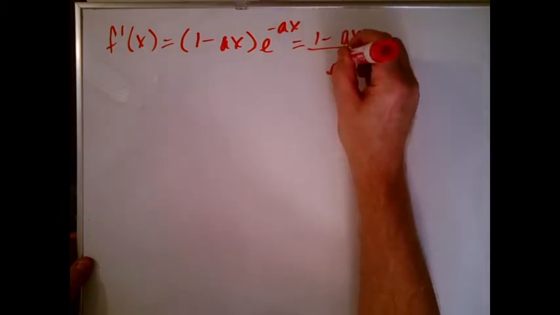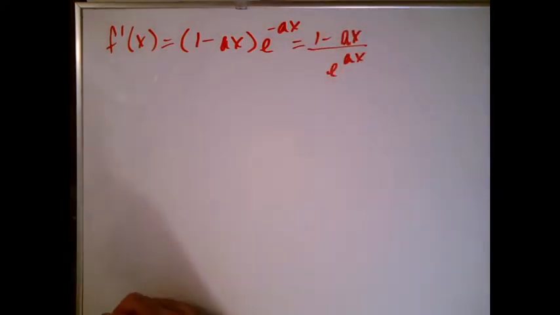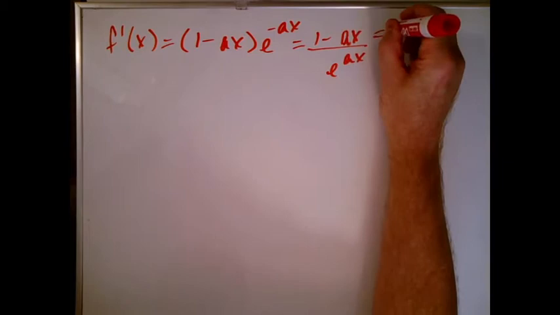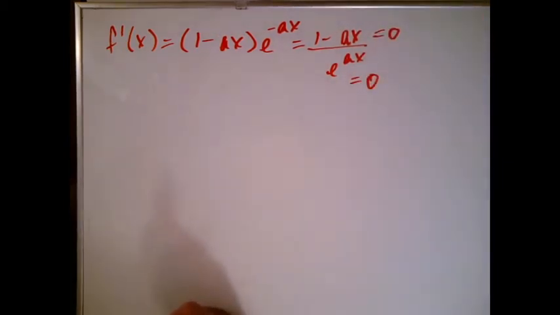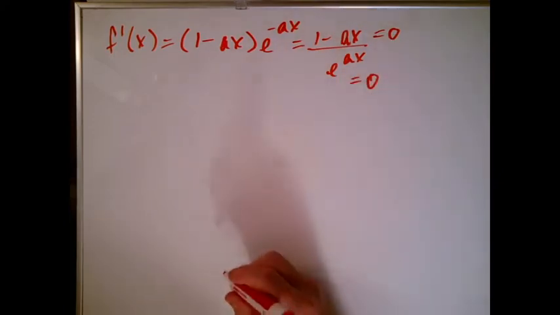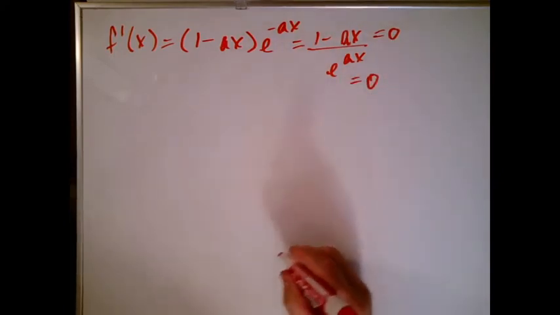what we like to do as much as possible is set the top equal to 0, set the bottom equal to 0, and that's going to give us the numbers that go on the number line. So I want to set the top equal to 0, I want to set the bottom equal to 0. Let's worry about the bottom just for a second. What number can you raise e to in order to get 0? The answer, there is no solution.